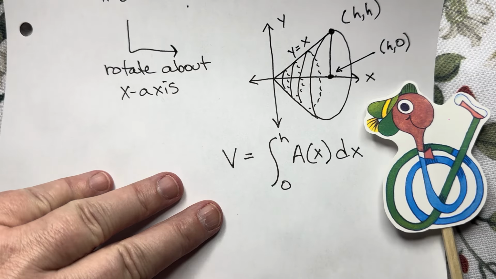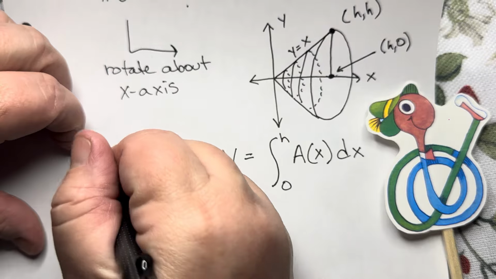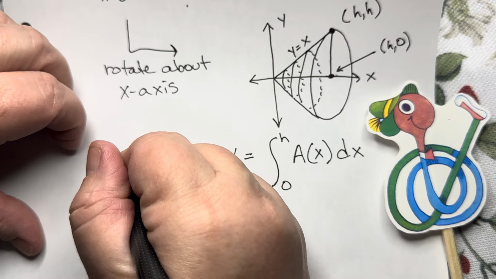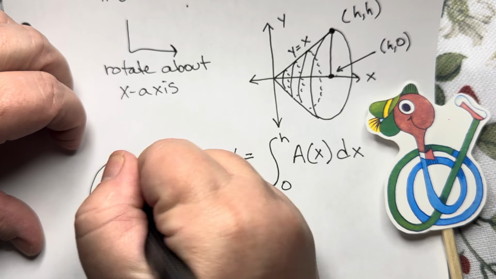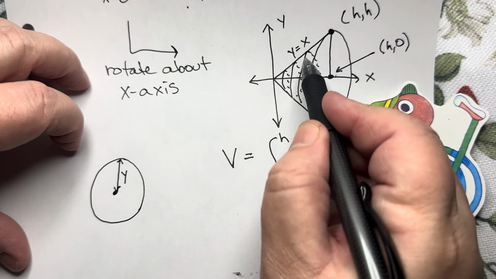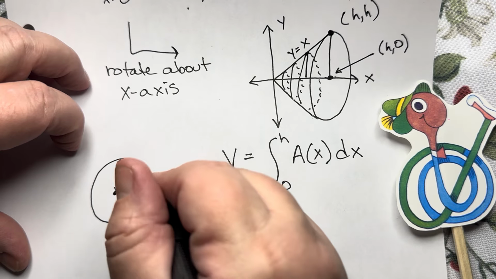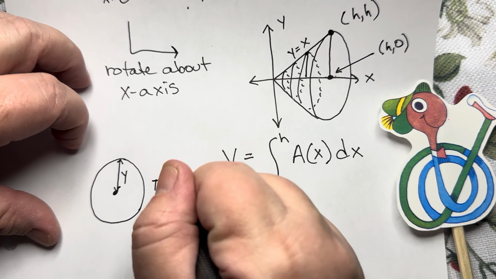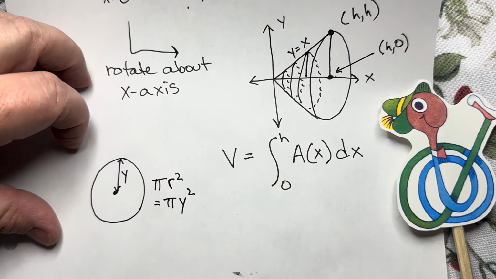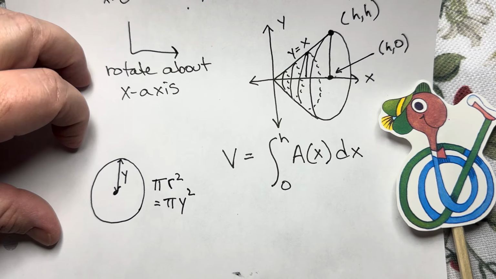Next up, how do we figure out what each circle is? So this is going to be y, right, for every circle, because at every point, the radius is just how high y is. So each one of these circles is going to be pi r squared, which is going to be pi y squared, which is exactly what we were doing before, right? This is not news. So now the question is, what is y?